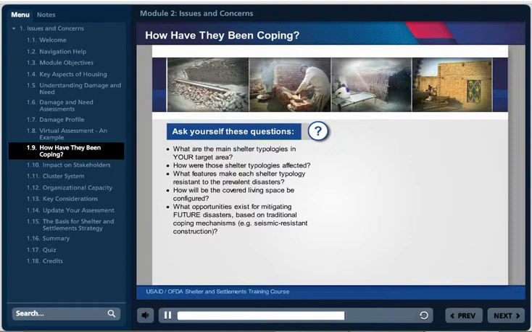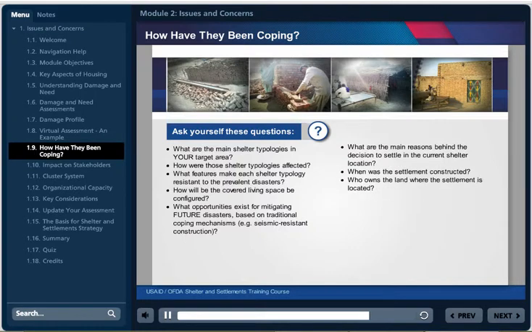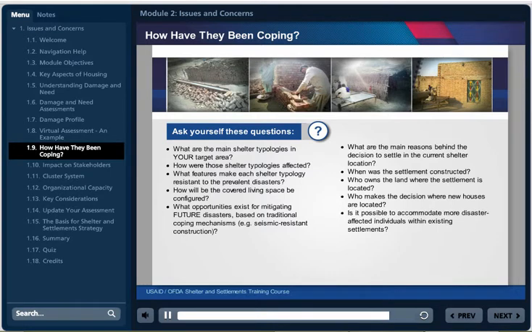Ask yourself these questions. What are the main reasons behind the decision to settle in the current shelter location? When was the settlement constructed? Who owns the land where the settlement is located? Who makes the decision where new houses are located? Is it possible to accommodate more disaster-affected individuals within existing settlements? It is also vital to ask yourself who are the most vulnerable, and how are they coping with lack of shelter?